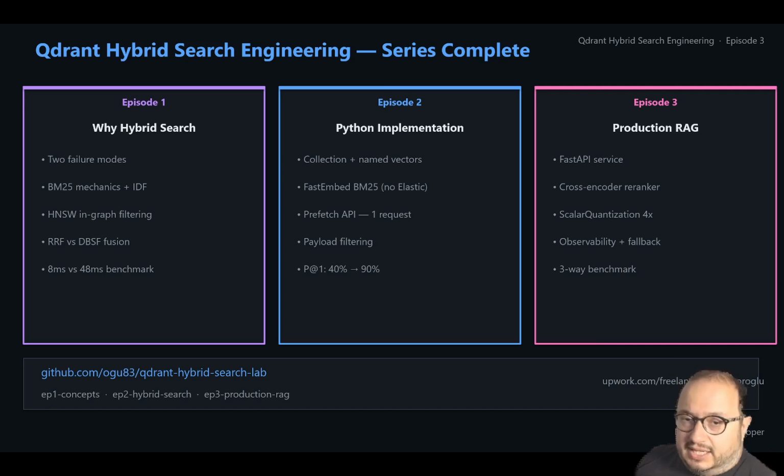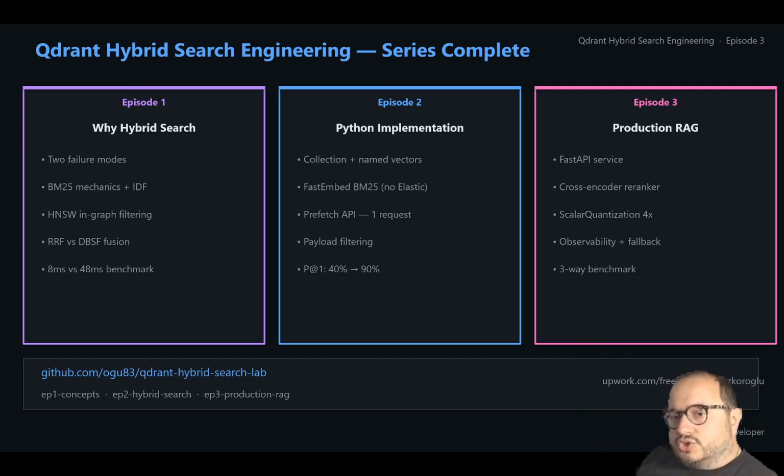This episode 3, production engineering: FastAPI service, CrossEncoder reranking as a second stage, ScalarQuantization to cut memory by 4x, observability logging for rank changes, fallback strategy for 0 candidates, and a 3-way benchmark showing dense only, hybrid, and hybrid with reranking. The GitHub repo is Qdrant Hybrid Search Lab, with 3 branches, episode 1, 2, and 3, and it's in the description. Clone it, run it, measure it against your own datasets.